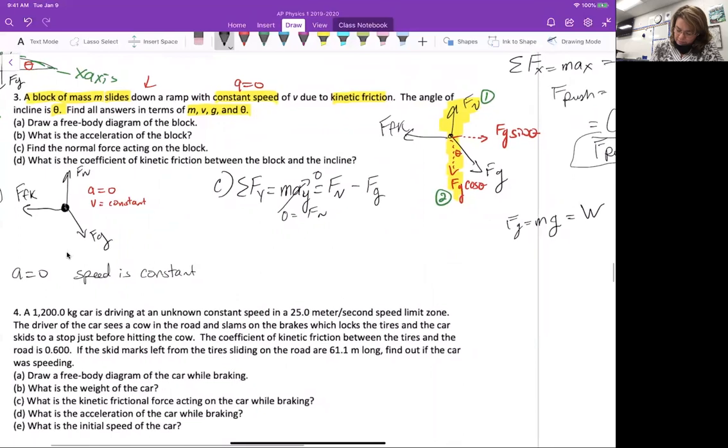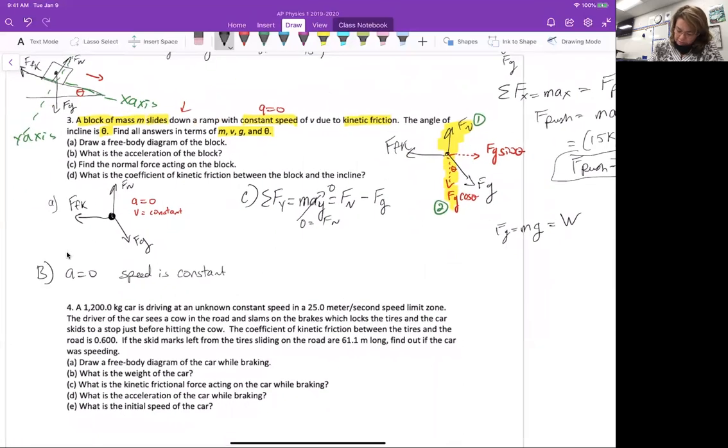Oh, by the way, shame on Mrs. Query. It's not FG, it's FG cosine theta. Whew, everybody was starting to freak out right about now.